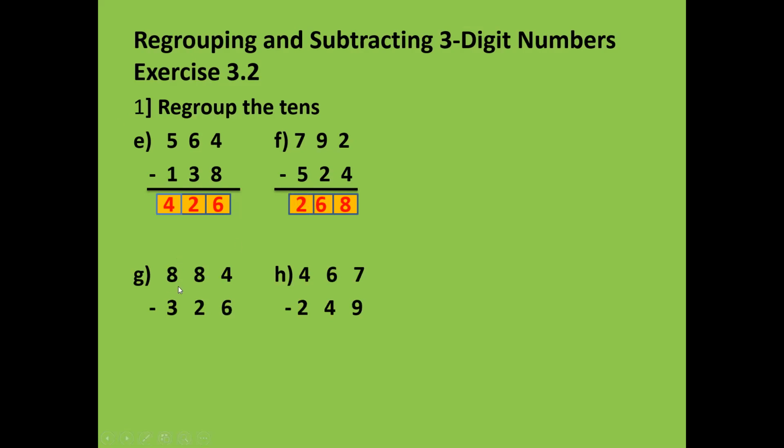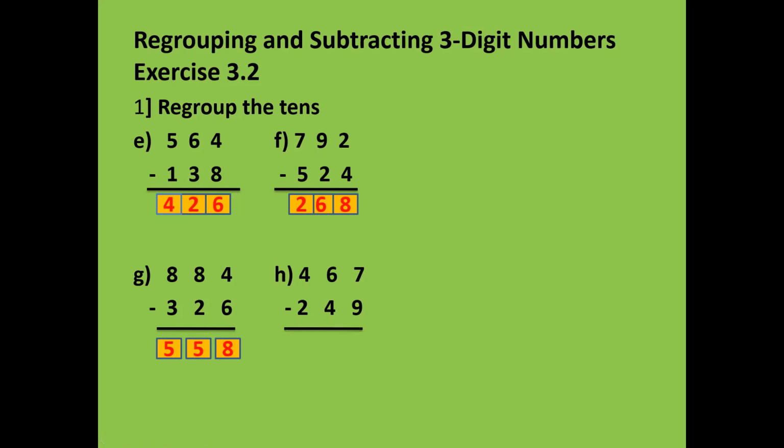Next here, 884 minus 326. Here also, we cannot subtract 6 from 4. Because of that, we regroup to the ones place. We borrow 1 from 8. So 8 will be 7 and this 4 will be 14. Now take away 6 from 14. After 6: 7, 8, 9, 10, 11, 12, 13, 14. So 8. Now take away 2 from 7, it is 5. Take away 3 from 8, it will also be 5.